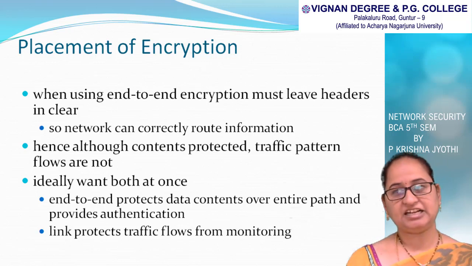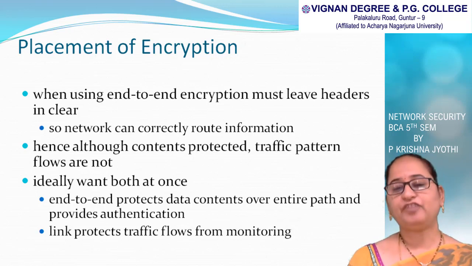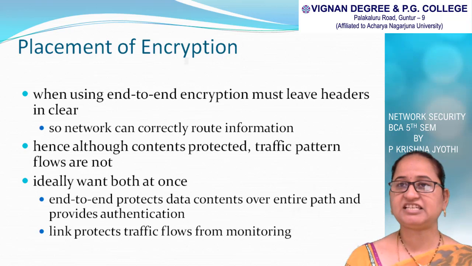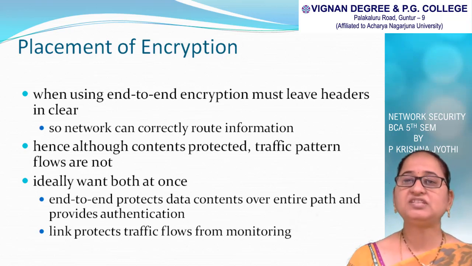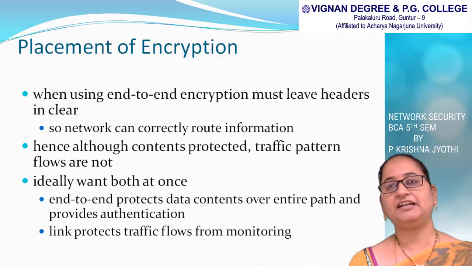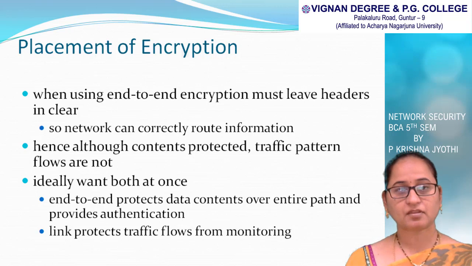End-to-end encryption protects data contents over the entire path and provides authentication. Link encryption protects the traffic flows from monitoring. Here we have to remember one concept: we are using the authentication and confidentiality services mentioned in public key encryption. Those services are implemented in traditional asymmetric encryption.